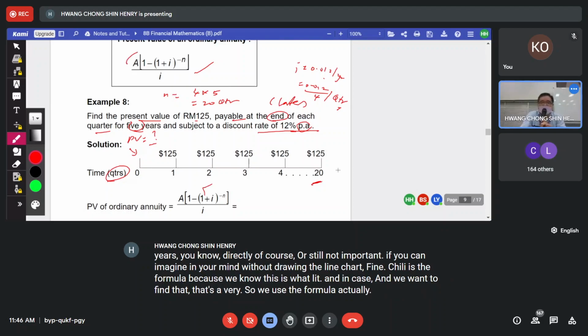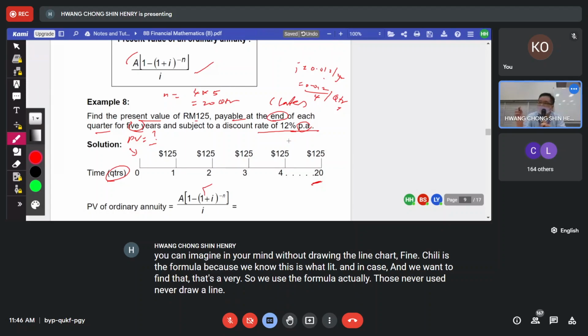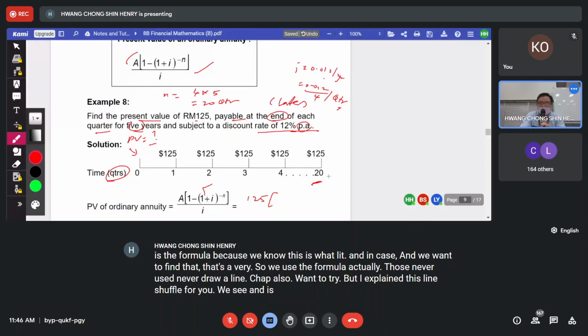Some people never draw the line chart also, if you're lucky, as long as you know the formula is for late annuities. Okay, so A is what? 125. But I explained this line chart for you. You see, n is 20 quarters. So the n you must use is what? 20, don't use 5 years.